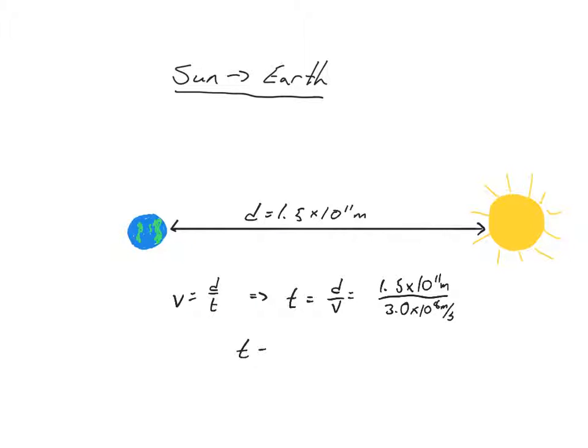And if you calculate that, you're going to get an answer in seconds, which is exactly 500 seconds. Converting this into minutes, 1 minute equals 60 seconds. And there you get the familiar result of it taking about 8 minutes, or more precisely, 8.3 minutes for light to travel from the sun to the earth. So if the sun just blew up right now, you'll find out in about 8 minutes from now.